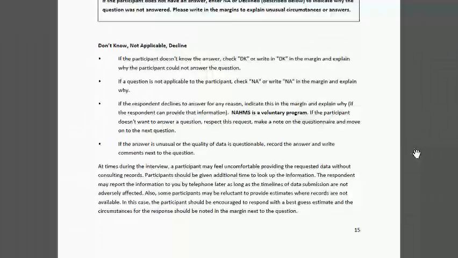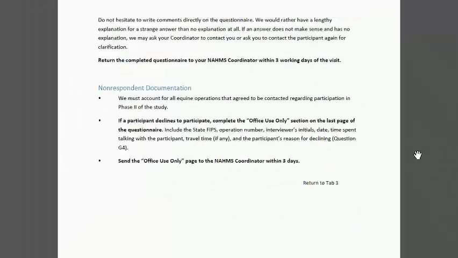We would ask that all the completed questionnaires be back to the coordinators within 3 working days. We ask that the coordinators check the questionnaires for completeness, and if they're not complete, follow up with the VMO or HT to try to get as much information as possible.